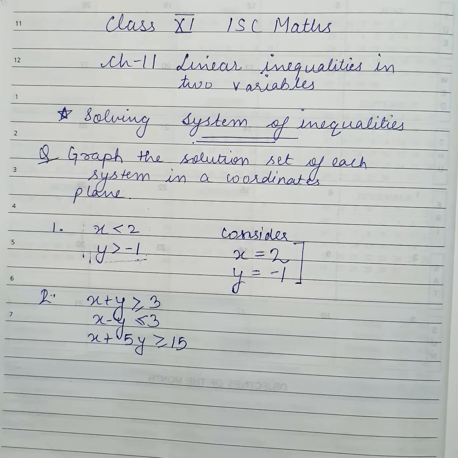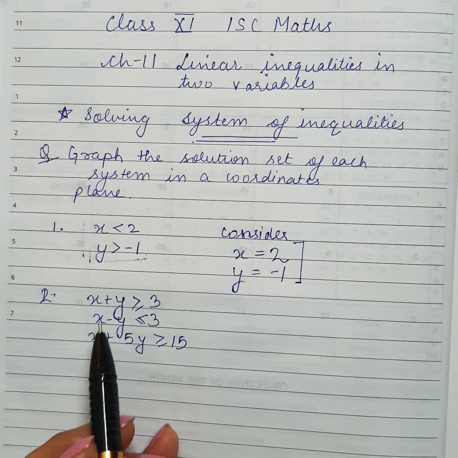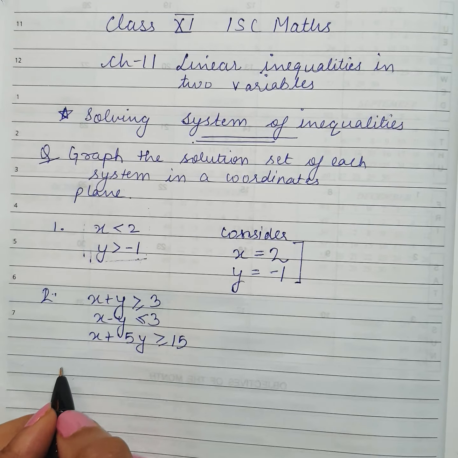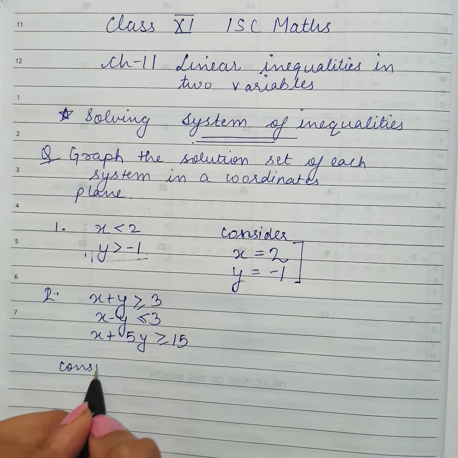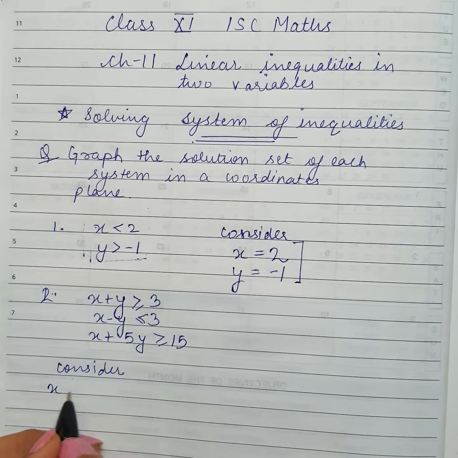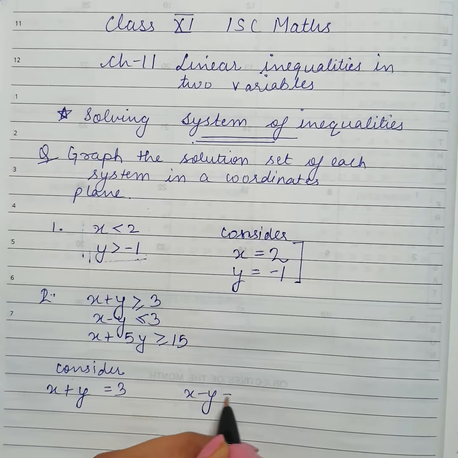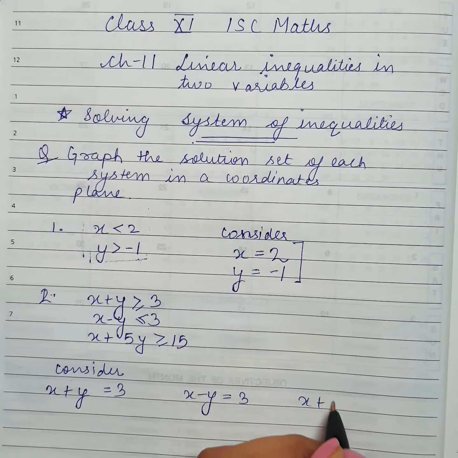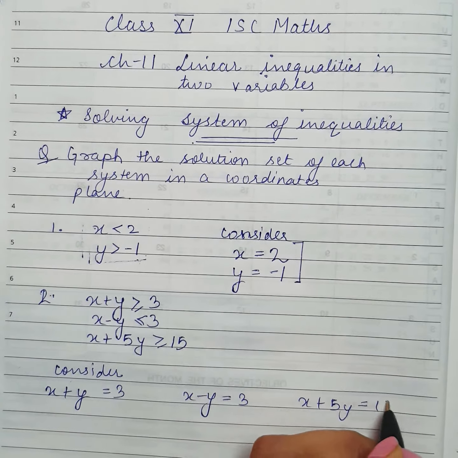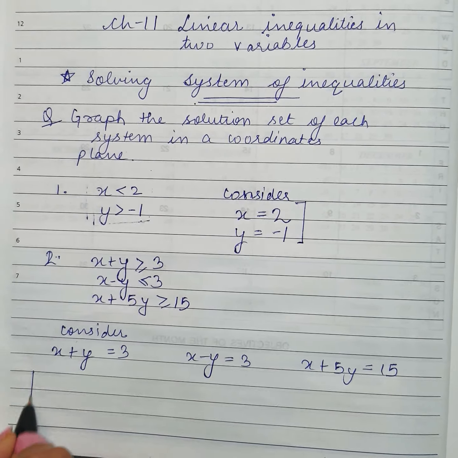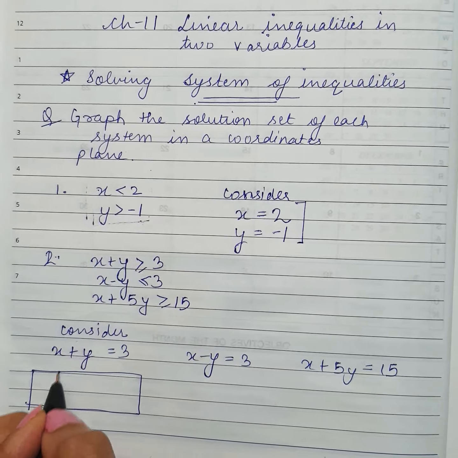Now let's come to a big question where we actually have two variables in each and every inequation. Again we are going to consider all the inequations with the equal to sign as equations: x minus y equal to 3, x plus 5y equal to 15. Now I am going to make a table of 3 points per line.